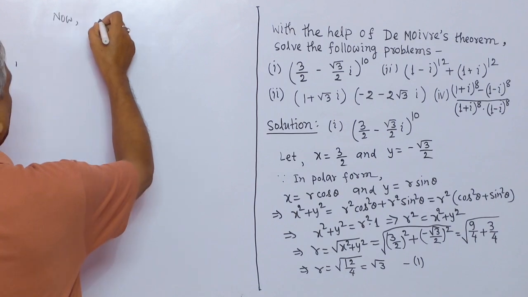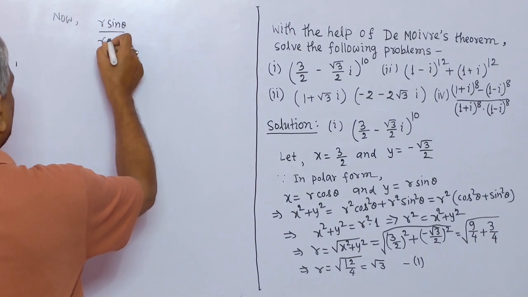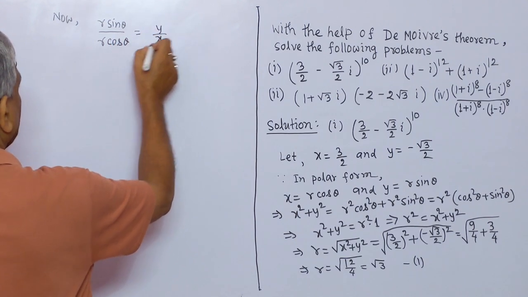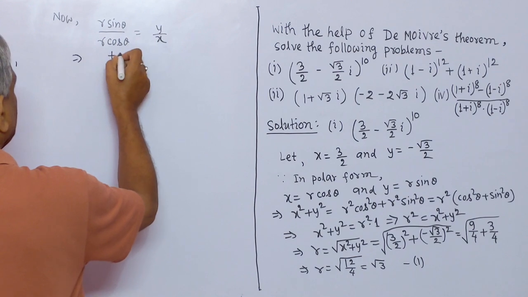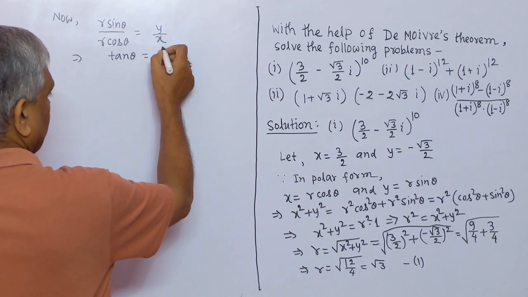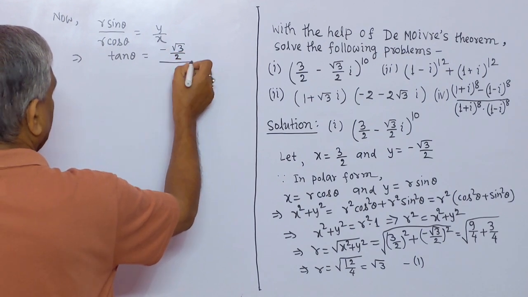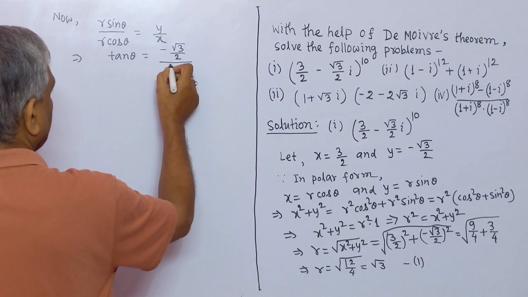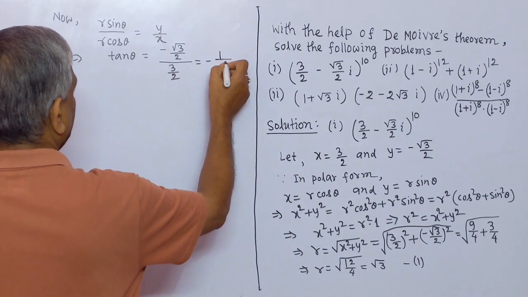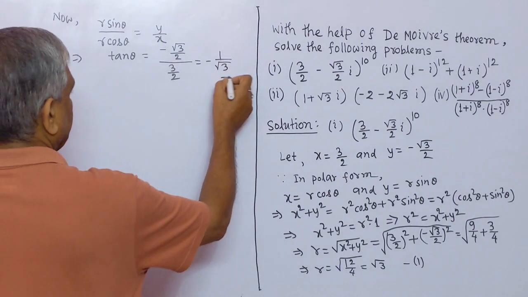Now, r sin theta by r cos theta equal to y by x, implies that tan theta equal to y, which is minus square root 3 by 2, over x, which is 3 by 2. This is equal to minus 1 by square root 3. This is number 2.